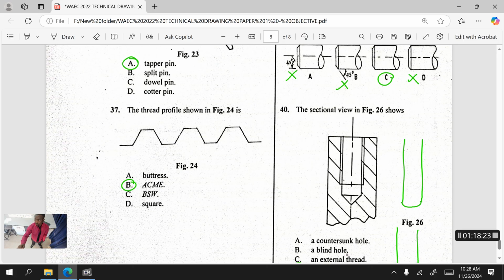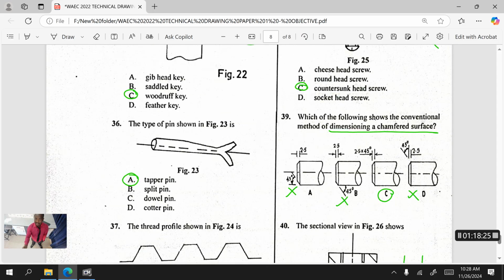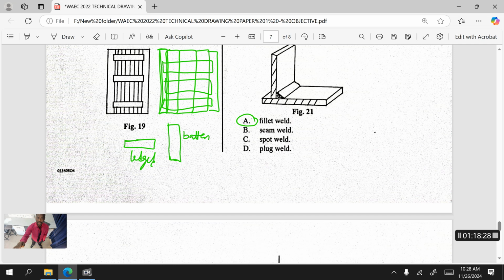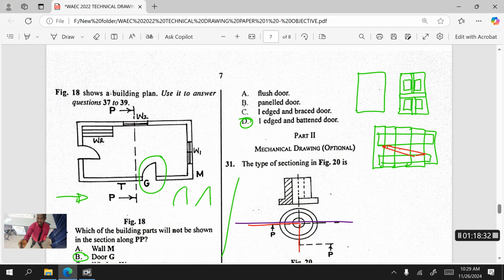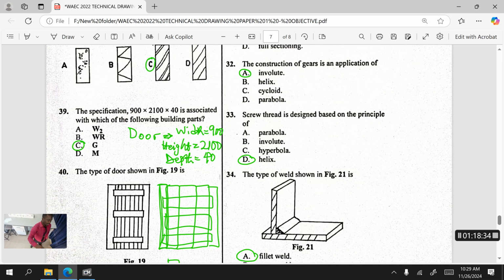So if you check, our 40 is D. Our 39 is C. Let's go to building drawing to cross check. 40 is D. Can you see? And 39 is C.